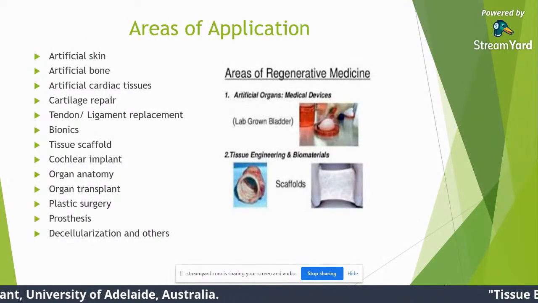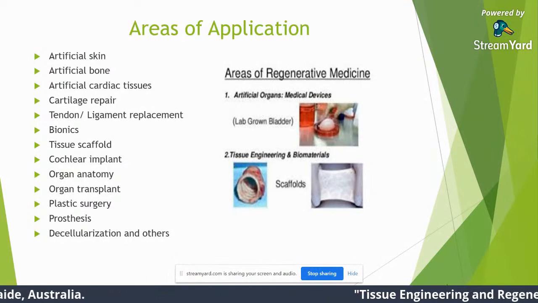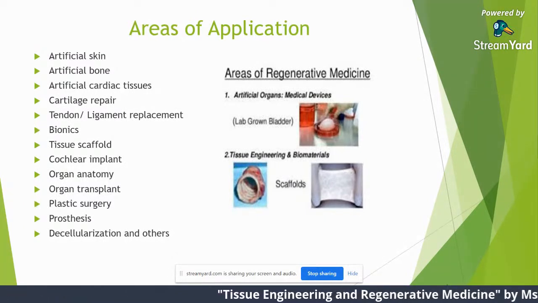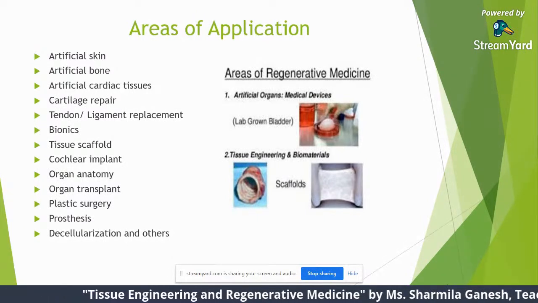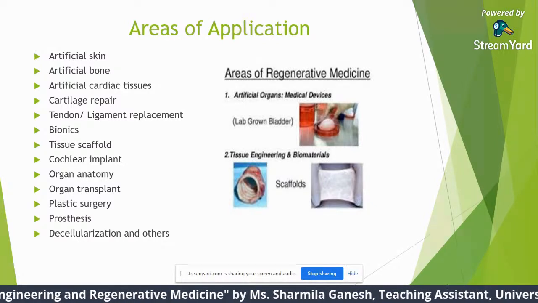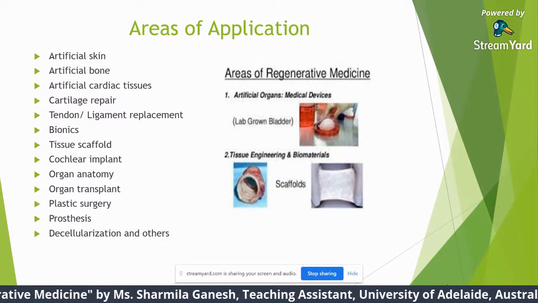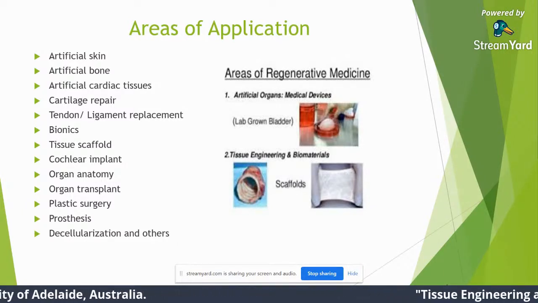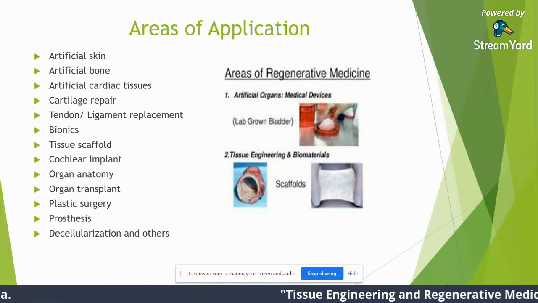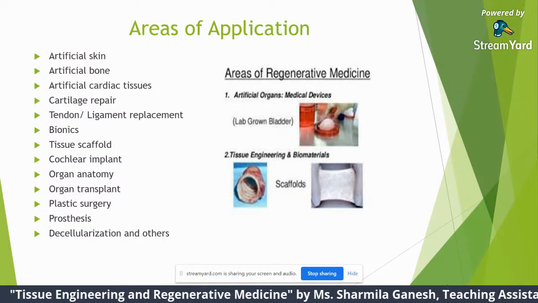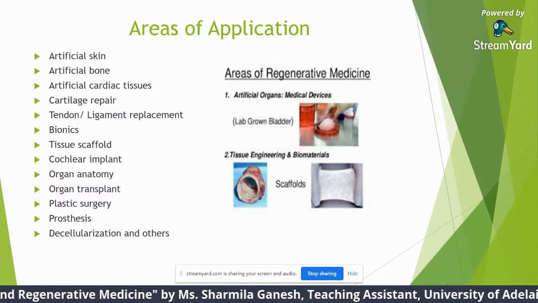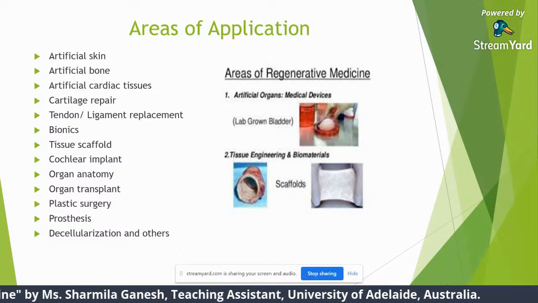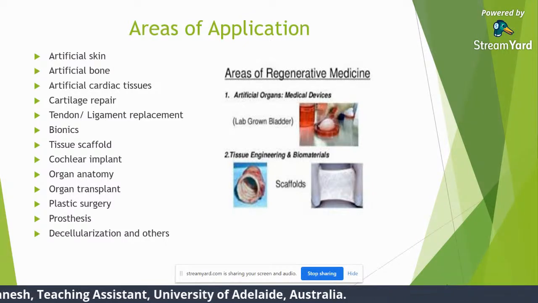So, tissue engineering and regenerative medicine are being used in a variety of clinical applications. They are used to regenerate artificial skin, artificial bone, artificial cardiac tissues. They are used in cartilage repair, tendon replacement, bionics, tissue scaffold, cochlear implant, organ anatomy, organ transplant, plastic surgery, prosthesis, decellularization, drug delivery, and in the study of cancer and many, many others.